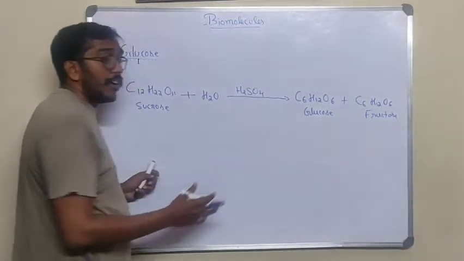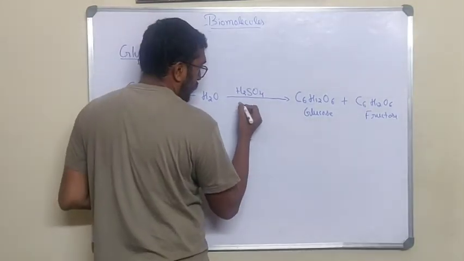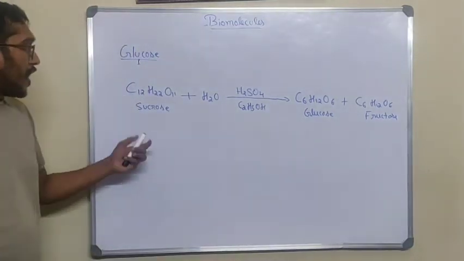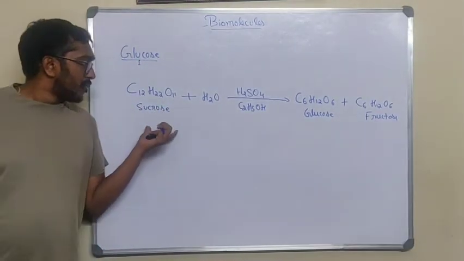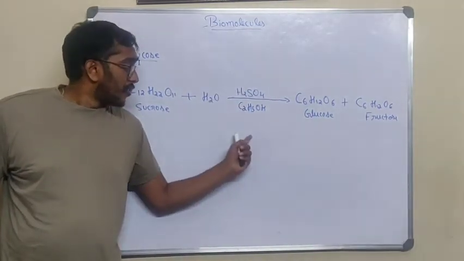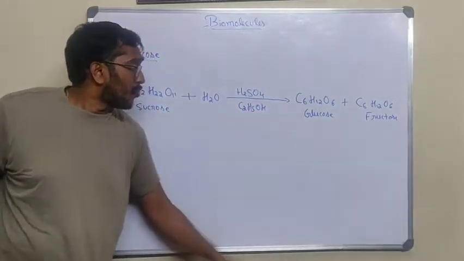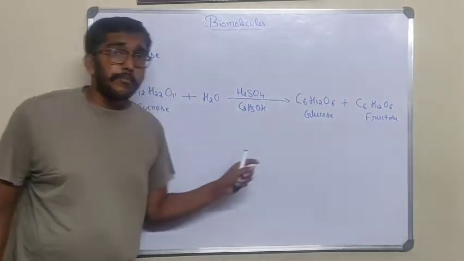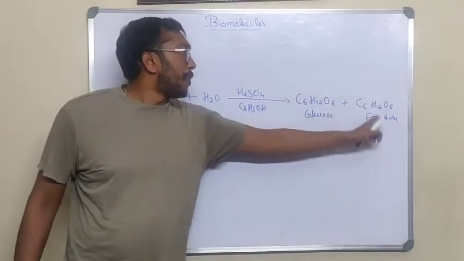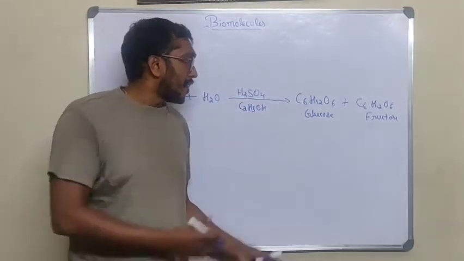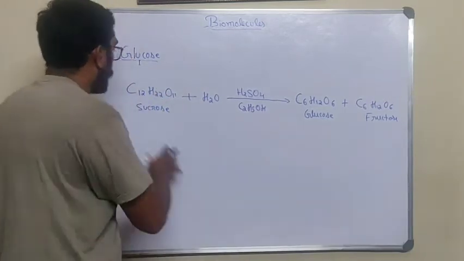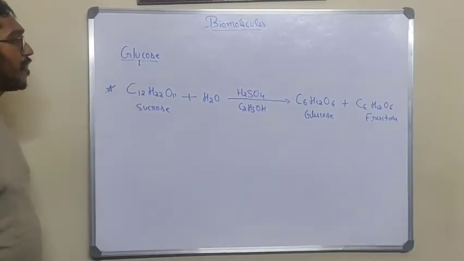But here I want only glucose, right? So I am going to use C2H5OH, which is ethanol. Listen carefully: sucrose undergoes hydrolysis in the presence of acid and ethanol to give glucose and fructose. The reason is that glucose is much less soluble in ethanol compared to fructose, so we can easily separate glucose from fructose.